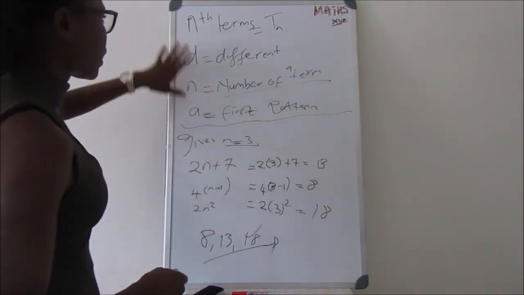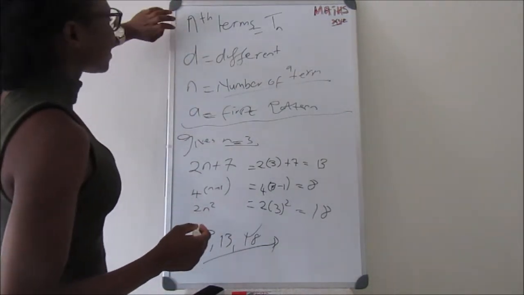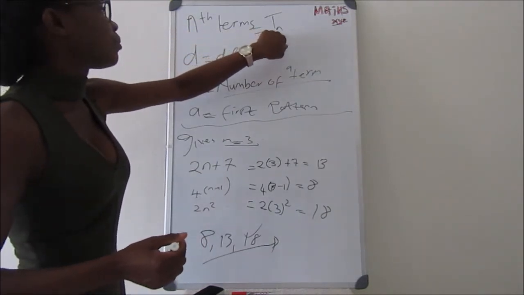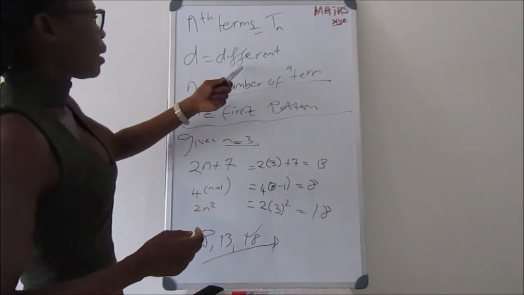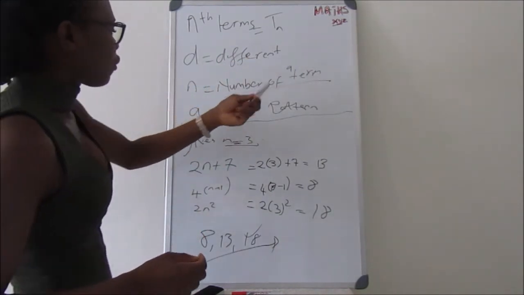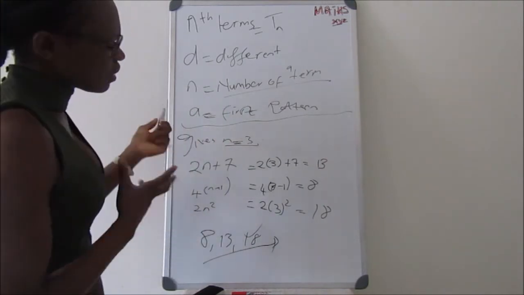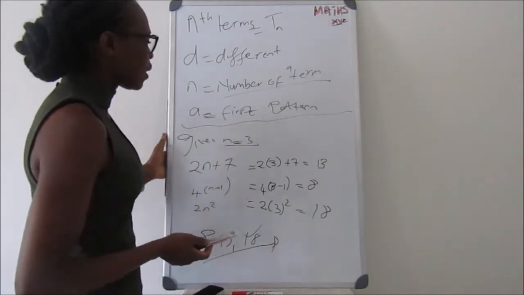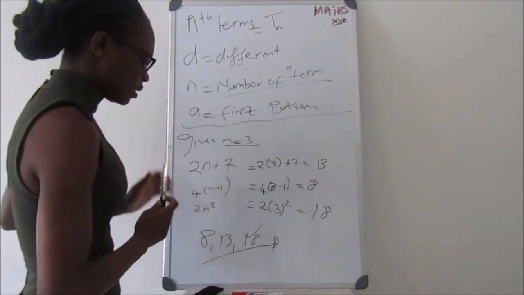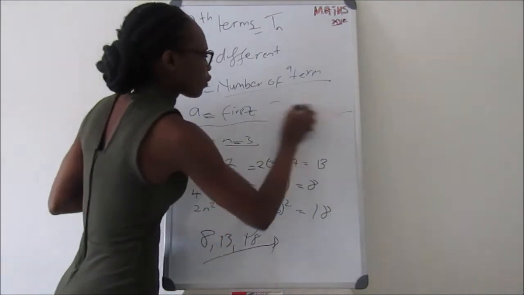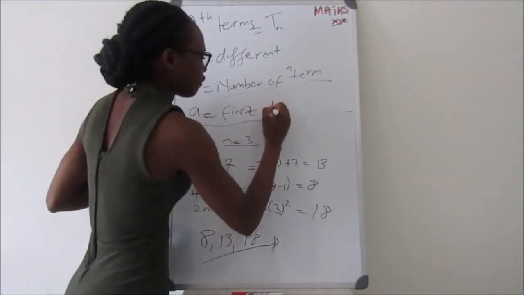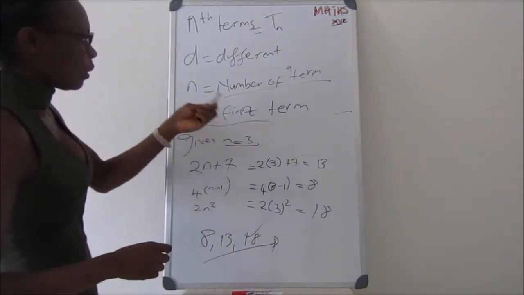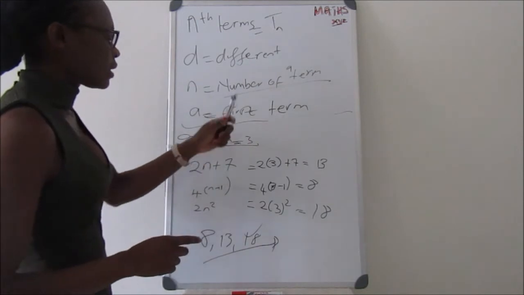Let's just do a quick recap. In sequence and series, we'll have to familiarize ourselves with terms like the nth term, which is symbolized by Tn, D, which symbolizes the difference, N, the number of terms, and also A, which differs in different sequences that we'll be doing, but in this type of sequence it will be the first term. Sorry, I wrote first pattern, but this is the first term. Just to familiarize with n, how does it work? N is the number of terms.